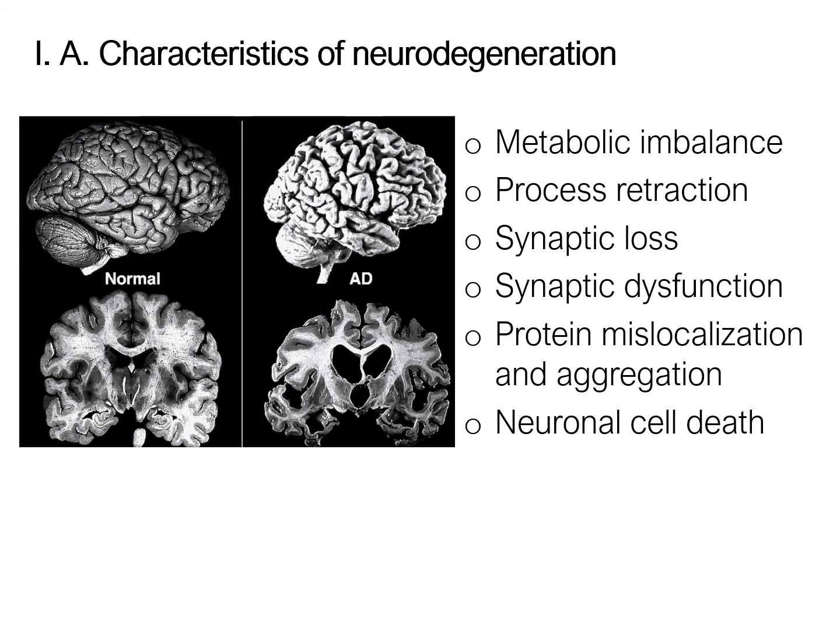of cell death biology. In this slide, we can find very basic characteristics of neurodegeneration. Those include metabolic imbalance, processes retraction, synaptic loss, synaptic dysfunction, protein mislocalization and aggregation, and neuronal death. So understanding all these processes and how they lead to neuronal death are key to ensure that we understand what is happening in neurodegeneration and how can we intervene.